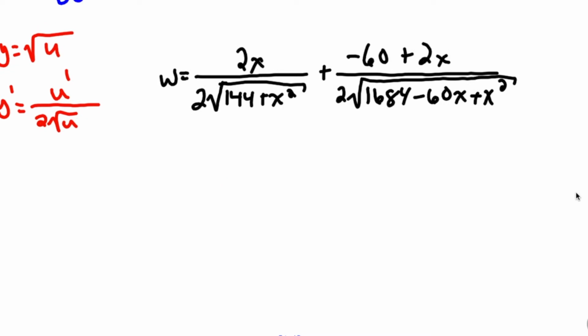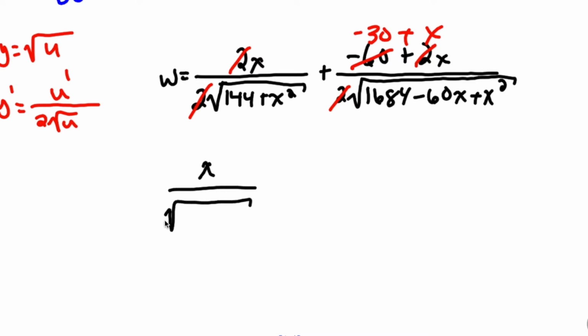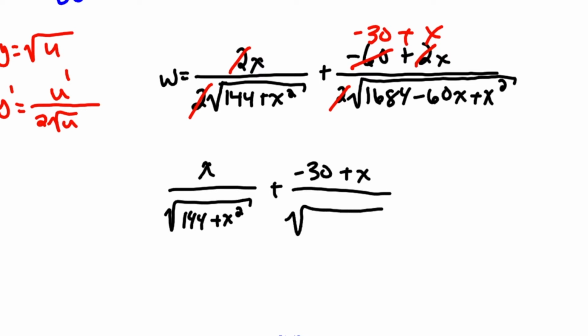So first of all, I recognize that I have a 2 that will divide out here, and a 2 that will divide, and make this a negative 30 plus x. Get rid of that 2 right there, okay? So now I'm going to set this equal to 0. So x over the square root of 144 plus x squared, plus the other function, negative 30 plus x over the square root of 1684 minus 60x plus x squared. Okay, we want to see where this is equal to 0.